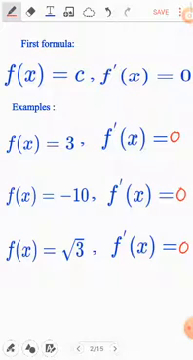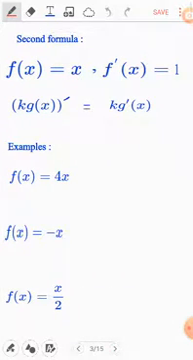The constant function is the function that does not contain the variable x. Like f of x equals radical 3. It is a constant function. So f prime of x equals 0.